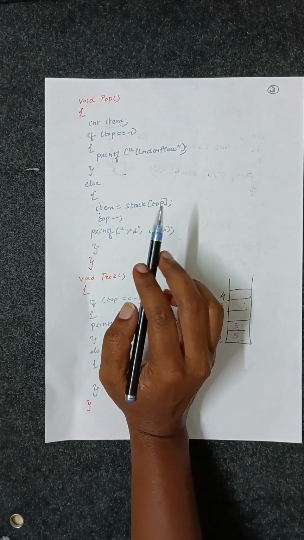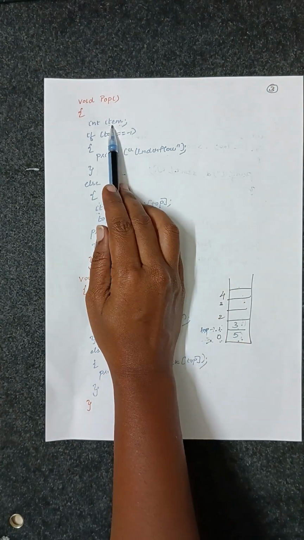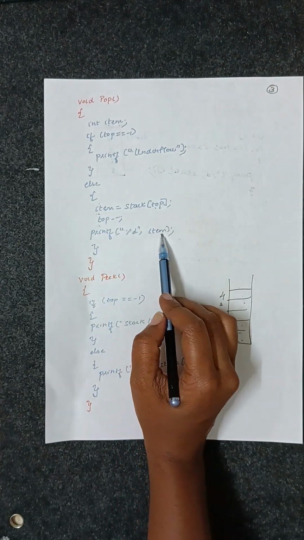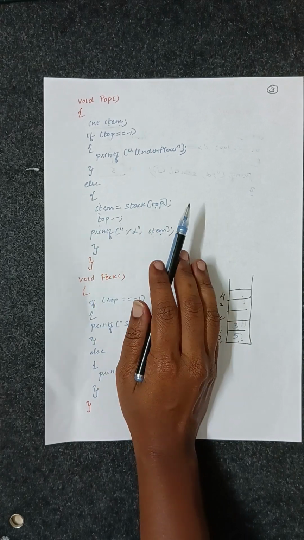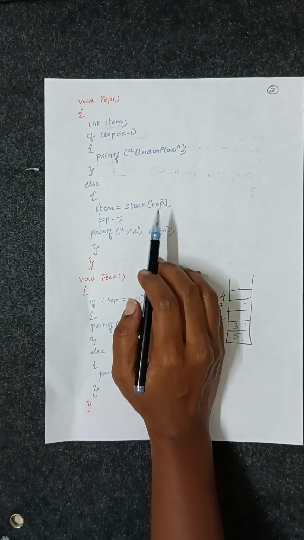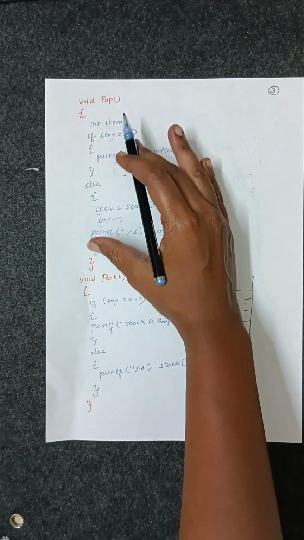Now if you print the particular item you have removed, 3 will be printed. So if you want to print the popped element from the stack, you have to declare a variable, store the popped element in that variable, and then you can print it. If you don't want to print any element and only want to remove, you can just simply give top minus minus. So this is all about the pop function.